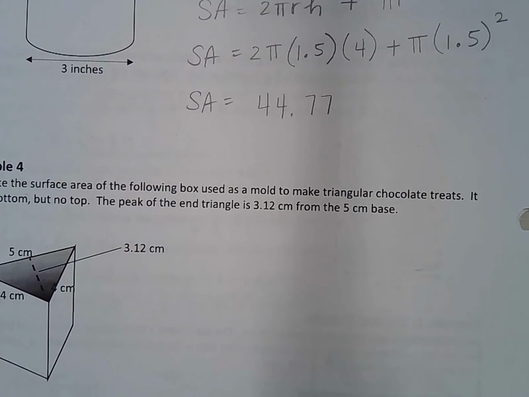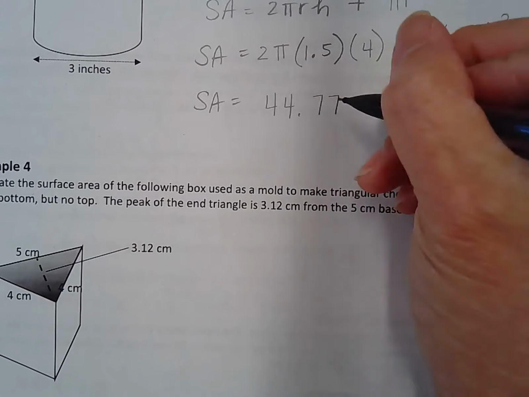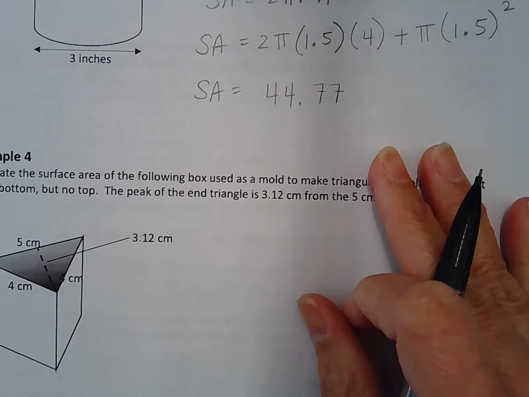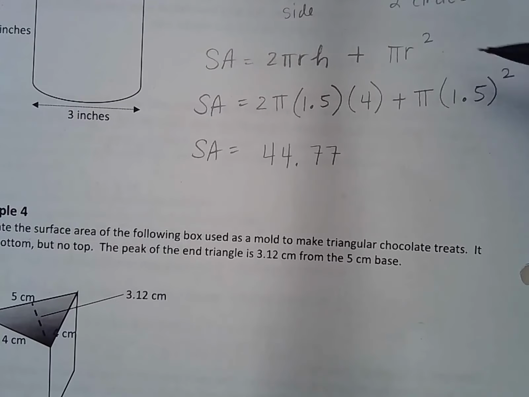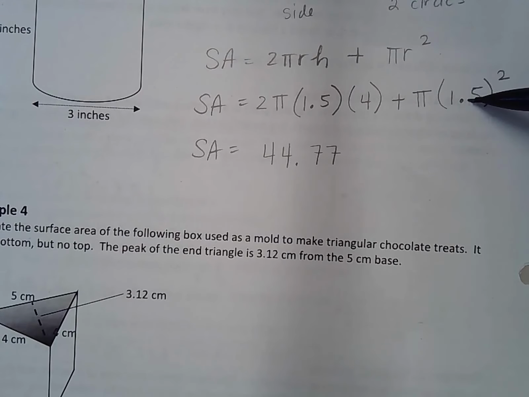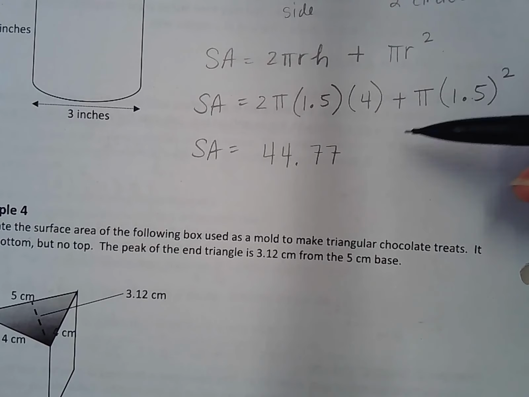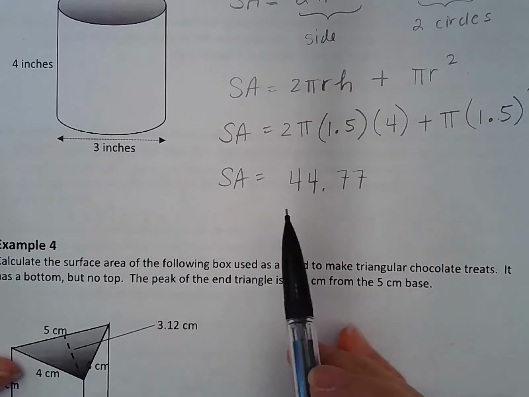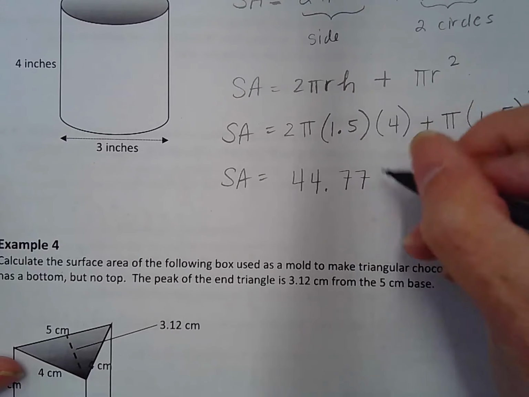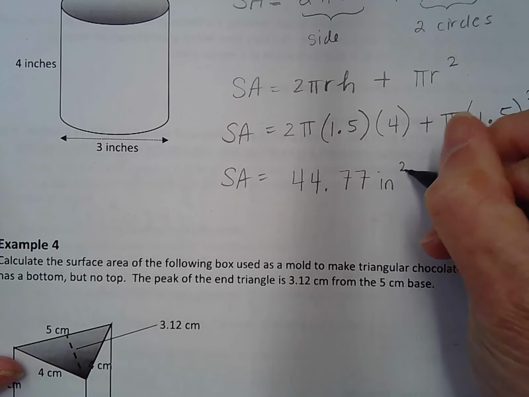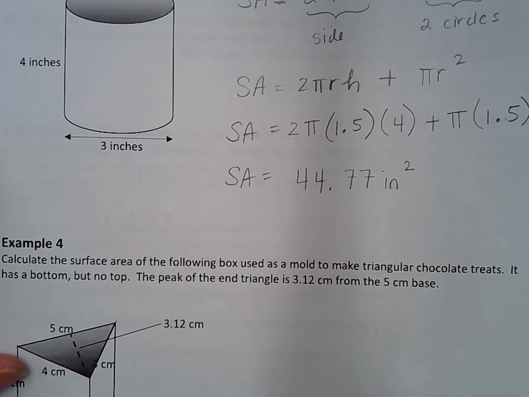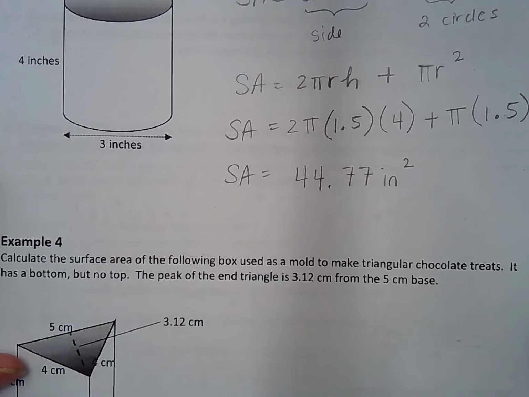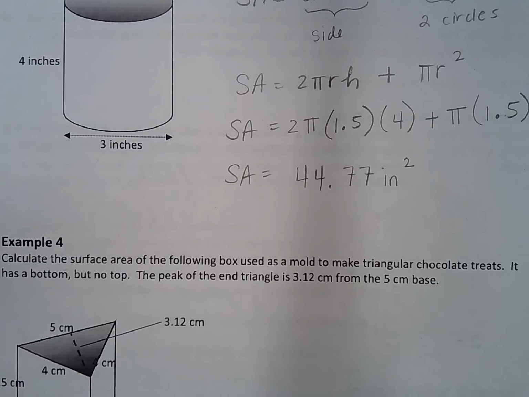So I got 44.77, rounding it off to 2 decimal places. And finally, I have the correct formula, I have the substitution, and the final answer with appropriate unit. So what's the surface area for this? It is 44.77, and the unit is inches squared, because area is unit squared. Is that good?